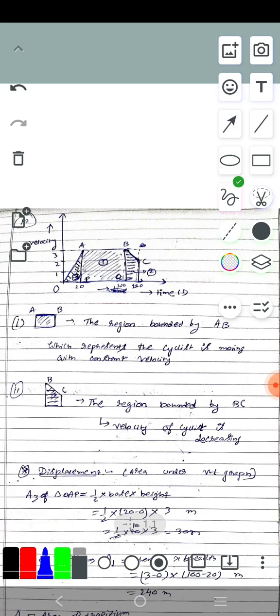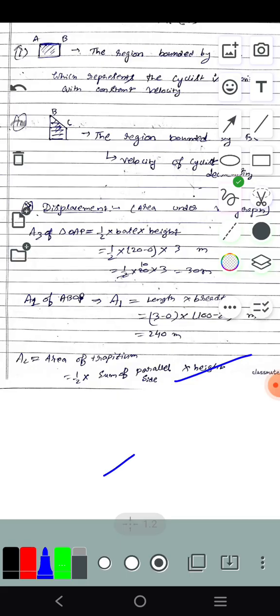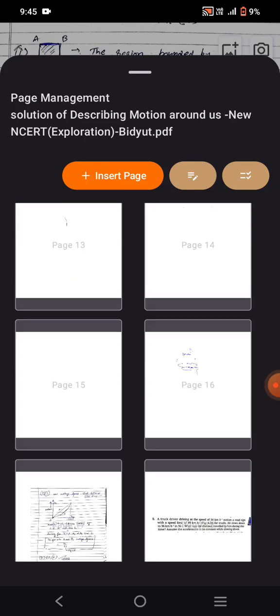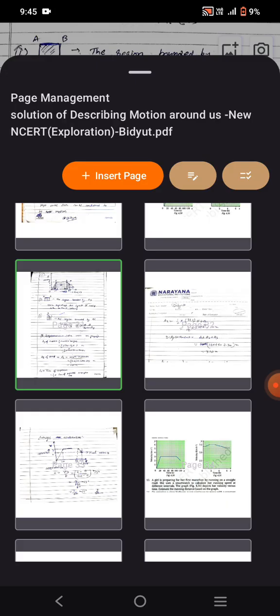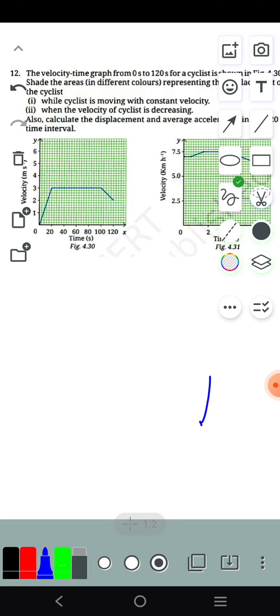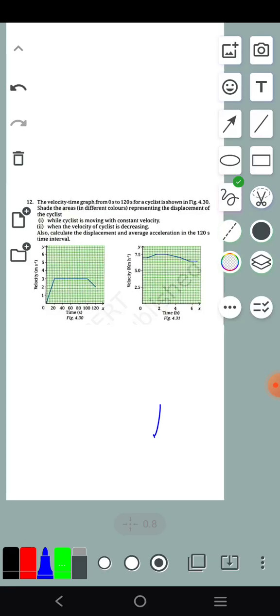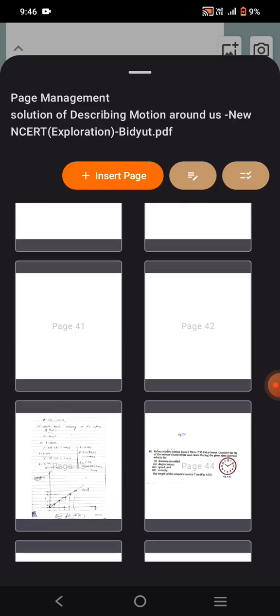Now we have to calculate displacement also. In the question they are asking for the displacement from the graph. So what we need to calculate is displacement. Let us come into the question. Yes, here is the question. We have to calculate displacement and average acceleration in 120 second. So let's come back to the solution portion.